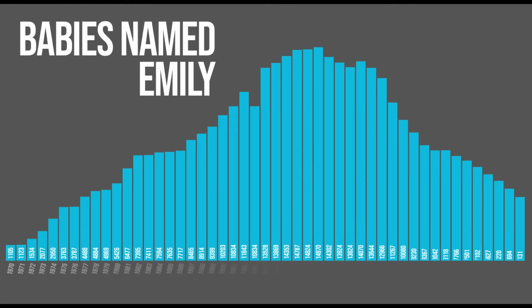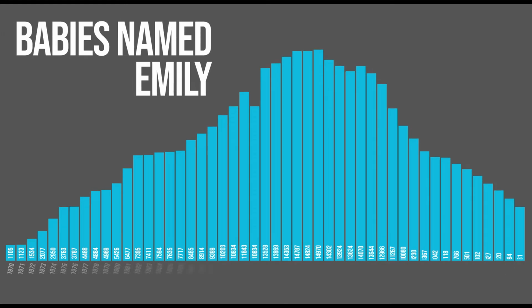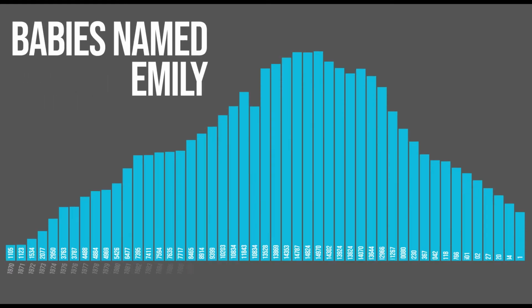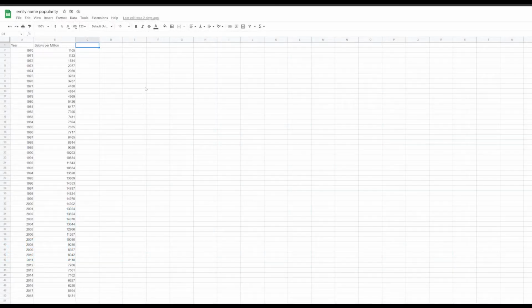Hi everyone, today I'm going to show you an example of how you can utilize Excel or Google Sheets to quickly create accurate bar graphs. Let's dive in. I created this Google Sheet with some data that I found. This data shows how many babies were named Emily between 1970 and 2018.